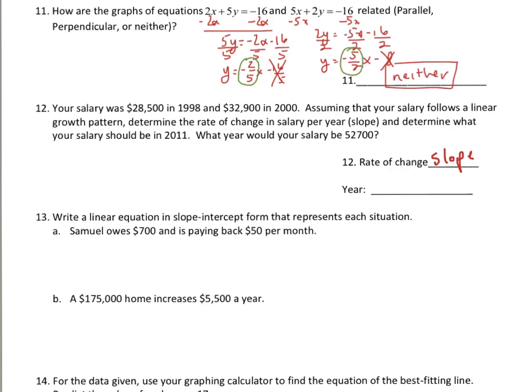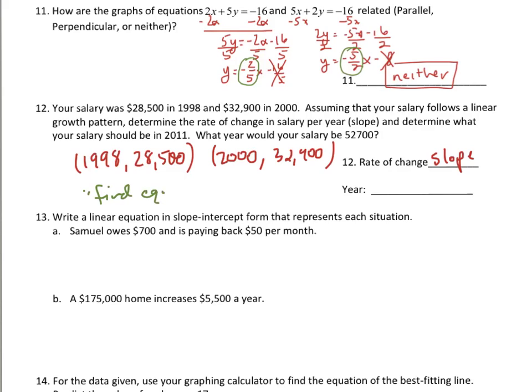$52,700? So what you do here is make the years your x value and the amount your y value. What I essentially have to figure out here, and I'm just going to get you started, is the equation of a line through two points. The first point being (1998, 28,500), and the second point being (2000, 32,900). So I'm going to find the equation through these points. If that's troubling to you, then ask your teacher.